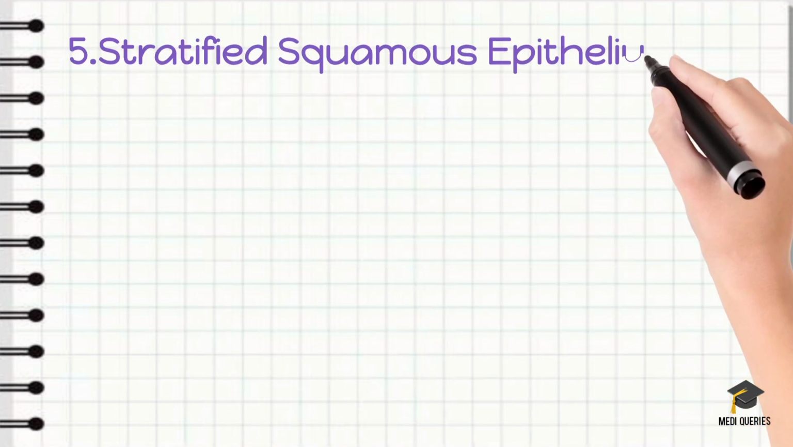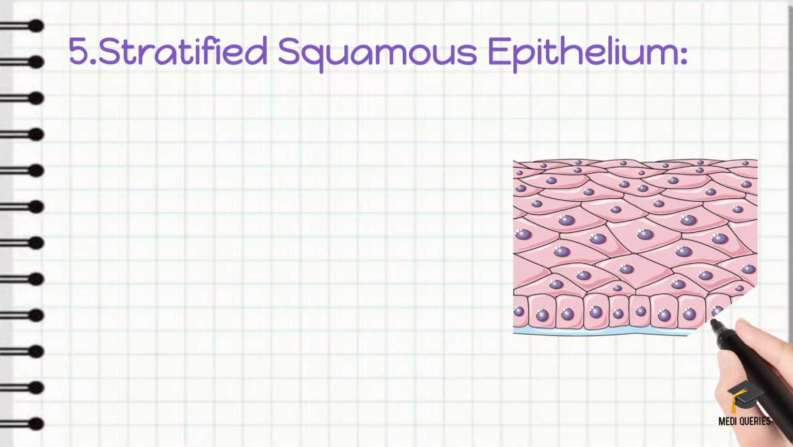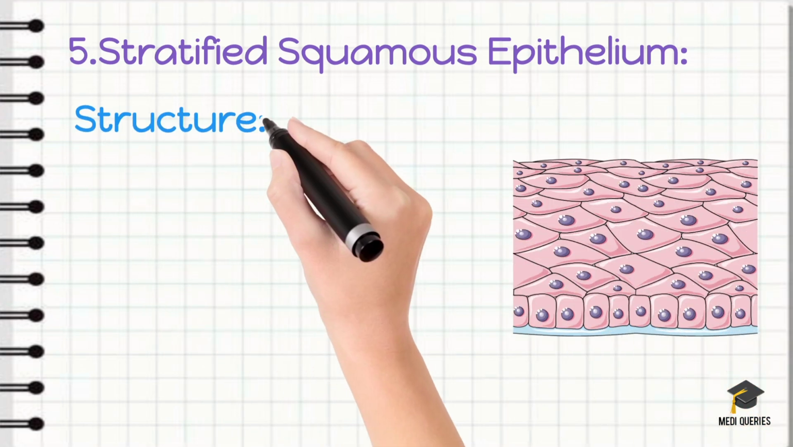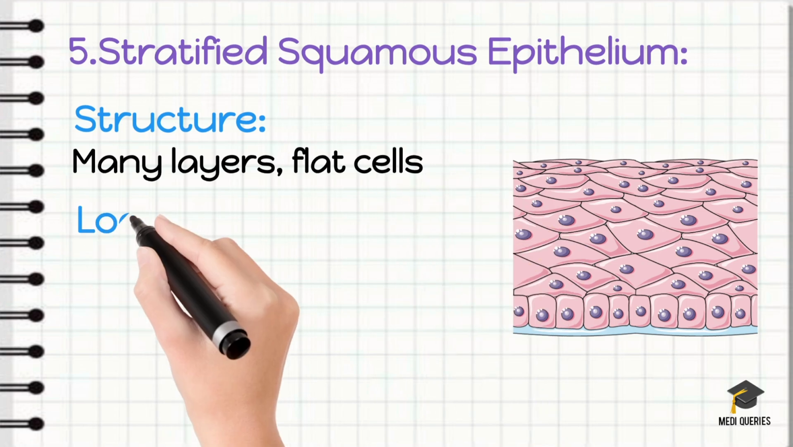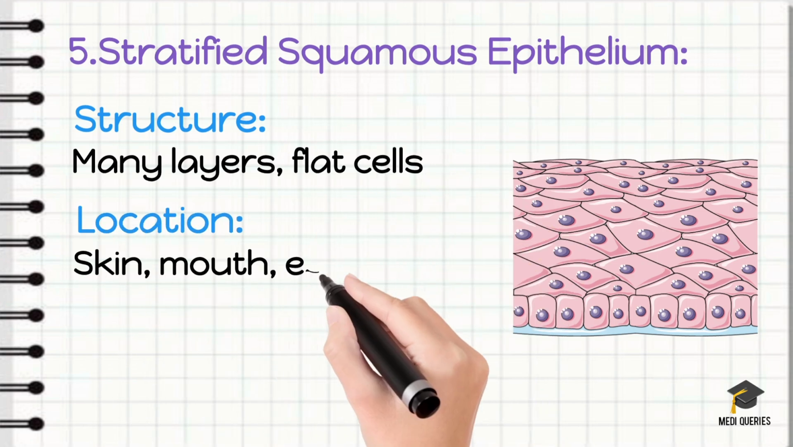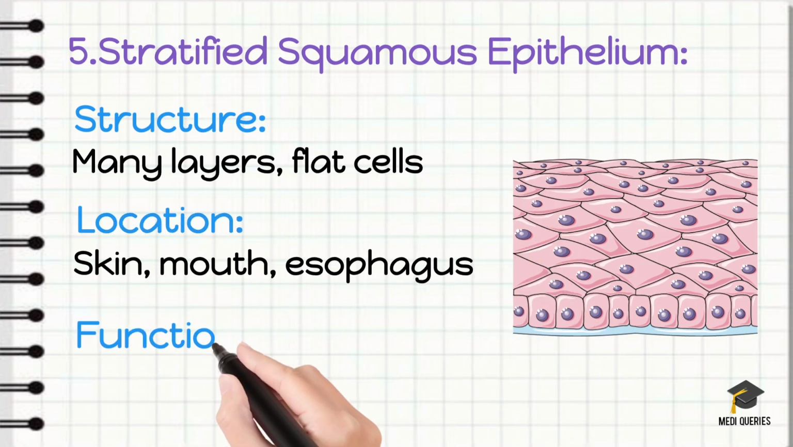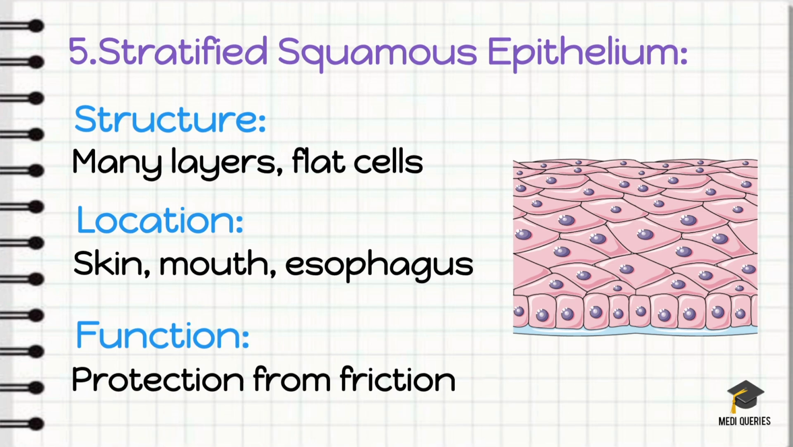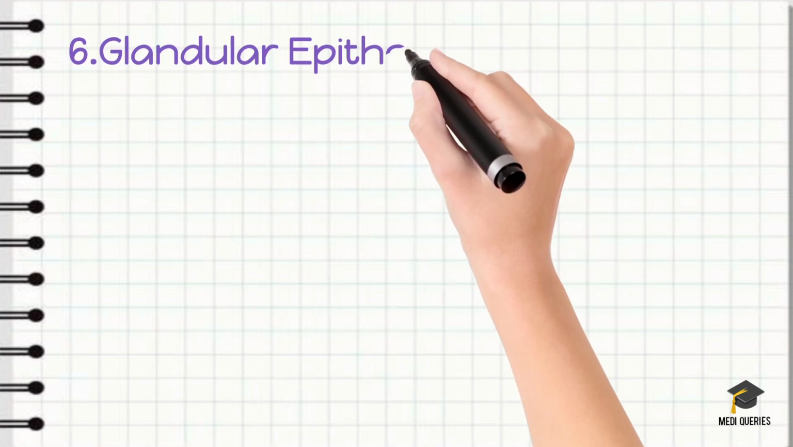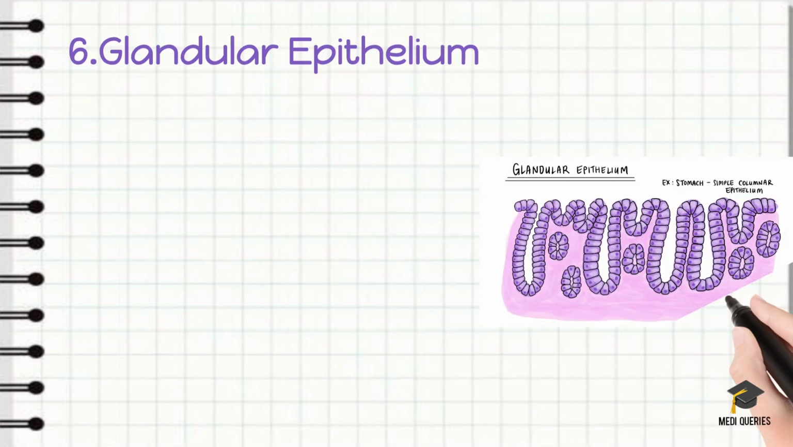And next one is the stratified squamous epithelial tissue. In this tissue, coming to the structure, it has many layers of flat cells. There is no certain sort of arrangement. Here the cells are irregularly arranged in many layers over the basement membrane. So observe the diagram. Coming to the location, it is mainly located in the skin, mouth and esophagus. As this is present in the mouth, obviously it is mainly used for protection from friction. So that itself is the function.